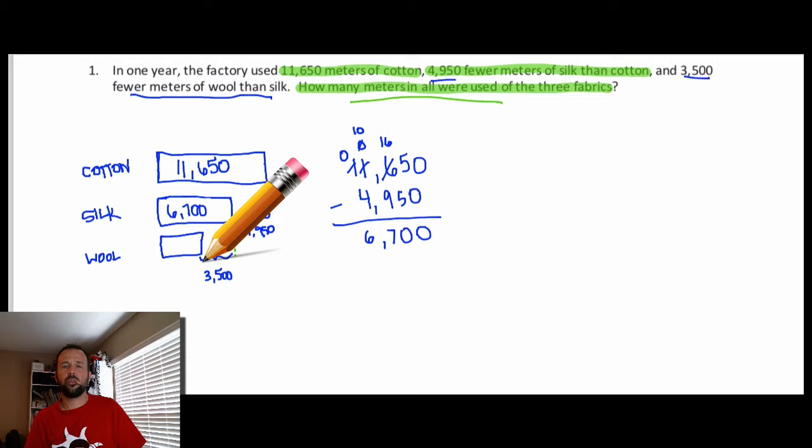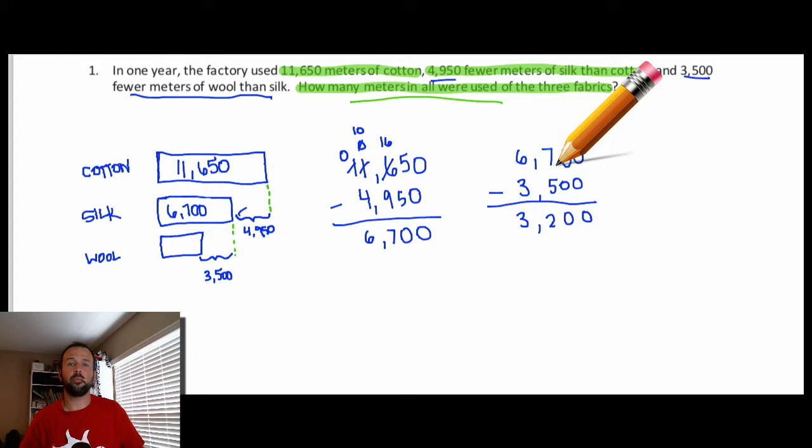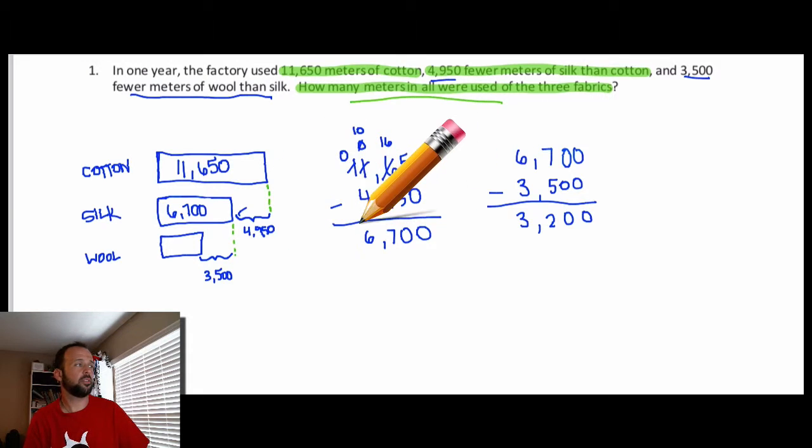Now, why couldn't I have started with the wool? Awesome. Well, I get 3,200. A lot of you might have seen these zeros across the top and already automatically started borrowing, but you didn't have to, okay? Because I'm subtracting 0 from 0. So that means I don't have to borrow because it's just going to be 0. Awesome. So now I know for wool, I have 3,200.